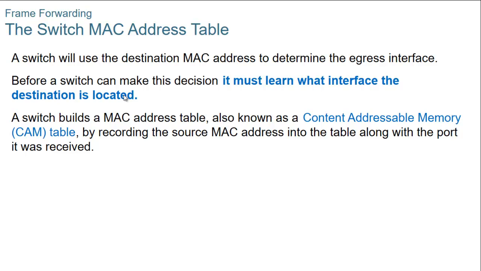Before a switch can make this decision, it first must learn which interface the destination is located on. It must know all of its interfaces and where each one leads to. So it will first have to learn that. A switch builds a MAC address table, also known as the Content Addressable Memory table or CAM table, by recording the source MAC address into a table along with the port it was received from.